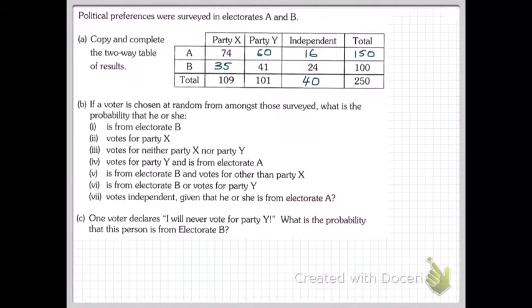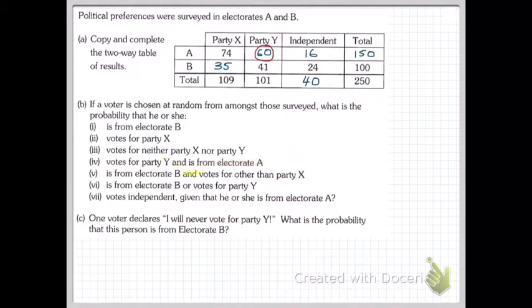Someone who votes for party Y and is from electorate A. This is an intersection of a row and a column. There are 60 people in electorate A who also voted for Y. So the probability of Y intersection A equals 60 over 250, 0.24.